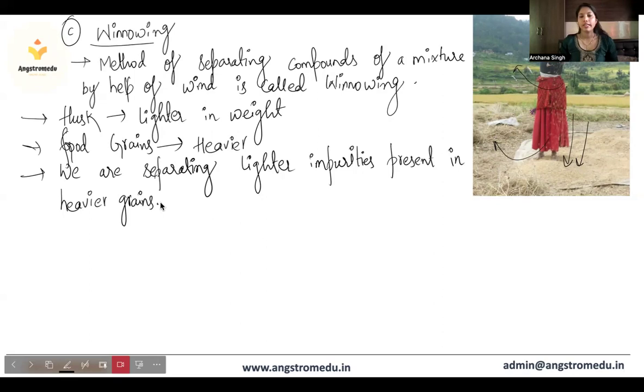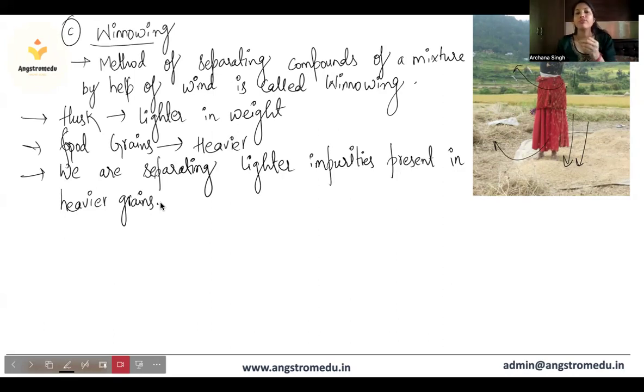Got it? Fine. So in winnowing, what we are doing, we have a food grain. To that food grain, we have husk. Husk is nothing but the covering of that food grain. It will be very lighter in color, lighter in weight. So whenever we are trying to separate, we will keep it in a plate and we will just make it fall down. When it is falling down, the lighter particles will flow away.